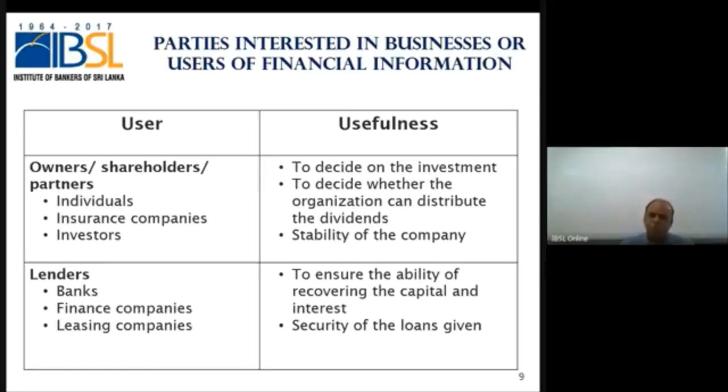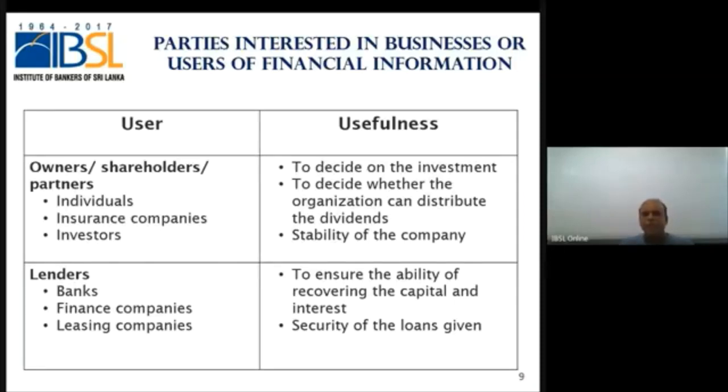Okay. So for an owner or a company that is managed by somebody, they want to know whether they can distribute the dividends to the shareholders. If you don't have adequate profits, how can you distribute the dividends to the shareholders? So you need to make a decision with regard to the distribution of the dividends, and that can be decided only when you have a clear understanding about the financial performance. It is very important for the shareholders to know how much of dividend can be distributed back to the shareholders in terms of sustainability of the business.